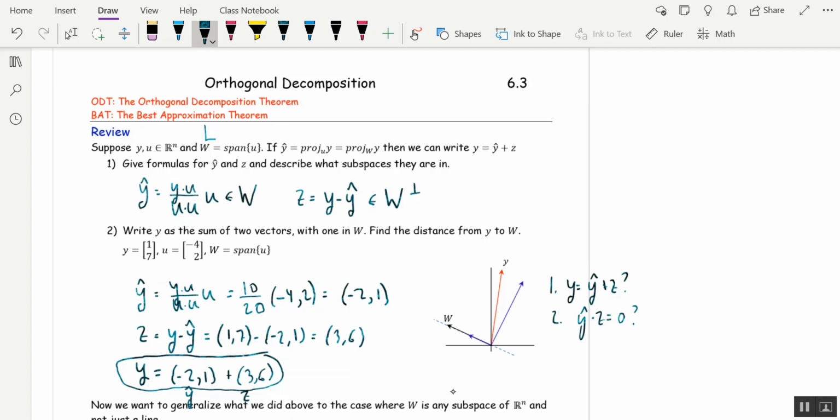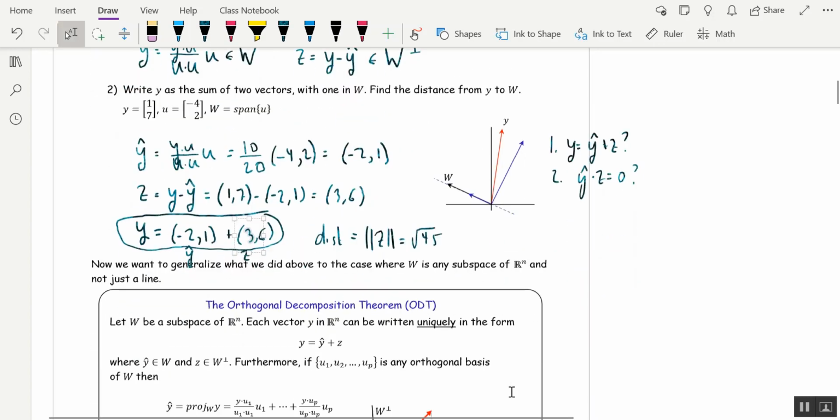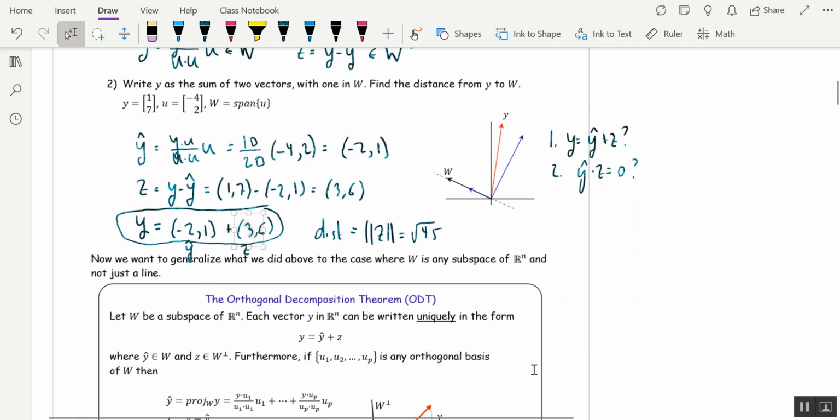And then finally, what is the distance from y to W? The distance is the length of z, which is square root of 45. So the computations haven't changed. I'm just changing the letters a little bit, as I said, to make this theorem more like the ODT, which is the generalization. So now W doesn't have to just be a line. It doesn't have to be the space spanned by a single vector u. W can be any subspace of Rn.